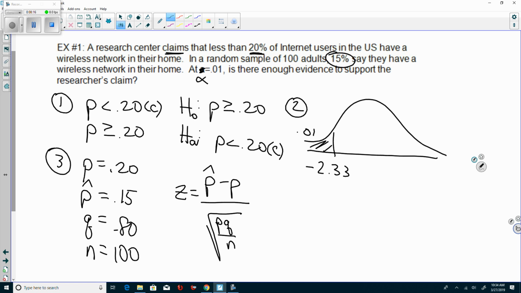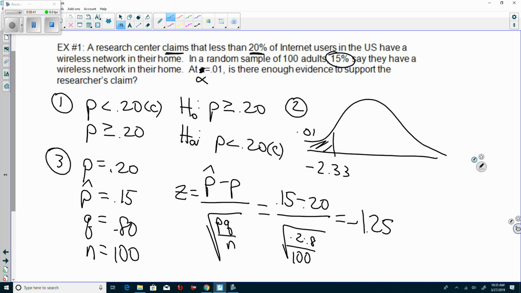So then plug it in and use your calculator. Put it in your calculator if you have it. I know some of those juniors stole them. So you should get negative 1.25. That's what you get for your Z value.